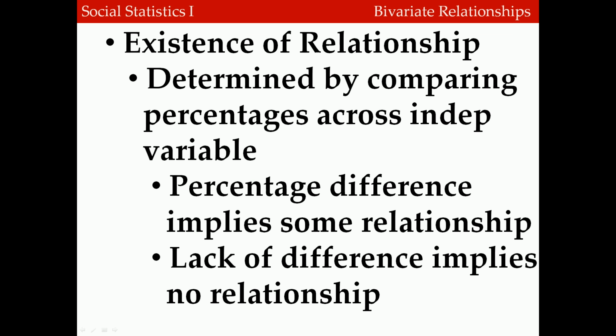Starting with the existence of a relationship. How do we determine it? Well, we basically look at the percentages across the categories of the independent variable. If the percentages differ, that implies there's some kind of a relationship. But if they don't differ, that is, if the same proportion of cases are found for one category of the independent variable as the other, the difference therefore would be 0, and that implies that there's no relationship.